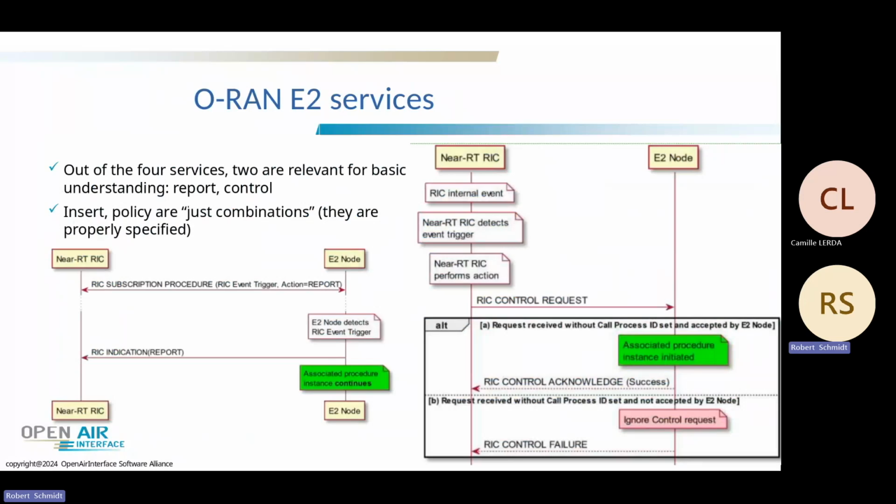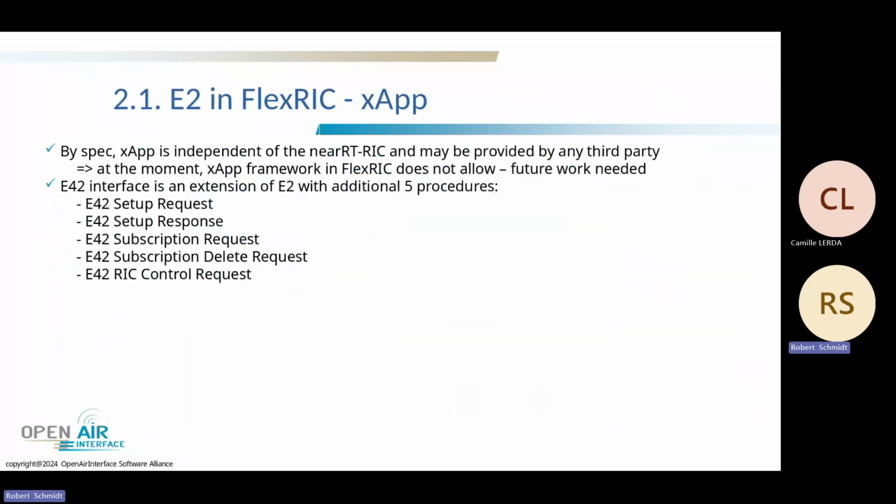And the control is simple in the sense that there is some kind of internal event or something. It concludes that it needs to do some control. It might, for example, even be based on the indication messages that were there, or AI/ML or whatever. Then also the near real-time RIC somehow detects that this is the time now and performs some action, and then it sends the RIC control request to the E2 node. And then it gets a little bit more complicated, but basically the E2 node can respond in two ways. It can either acknowledge and say it did it, or it can say, okay, it failed. So also simple.